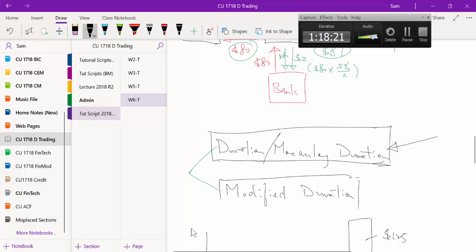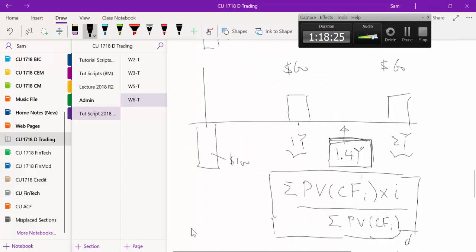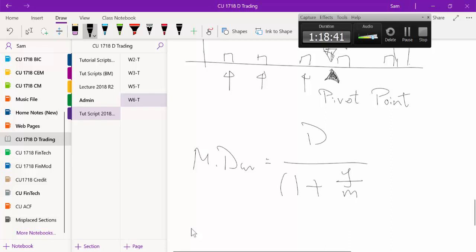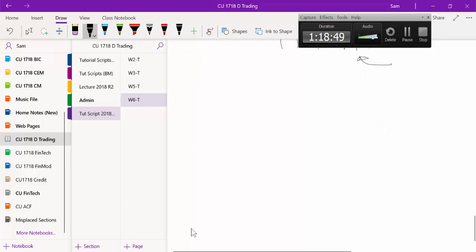Modified duration is actually related. Now, first of all, I'll define what that is, okay? So the modified duration is actually duration divided by 1 plus the yield over the compounding frequency. I'm using the same notation as in the book, okay? Now, first of all, let me explain what modified duration is.